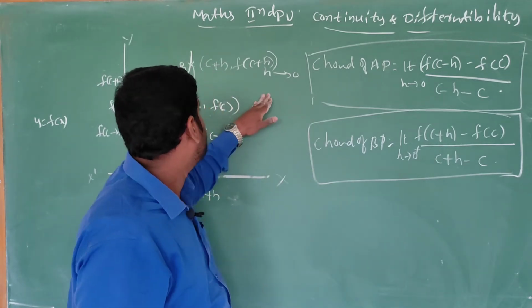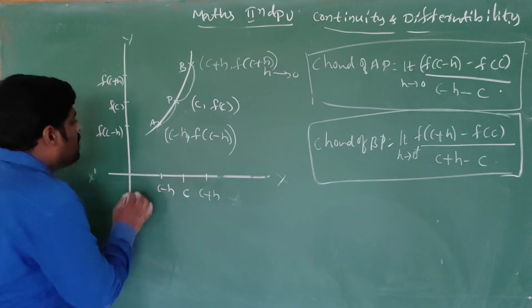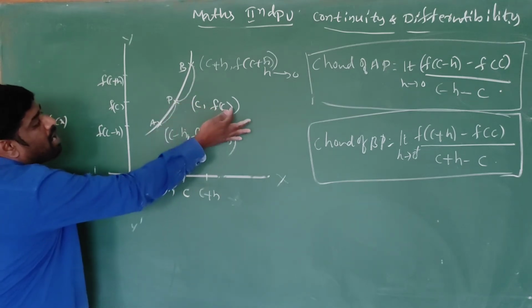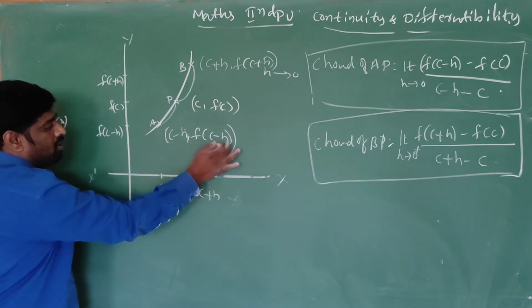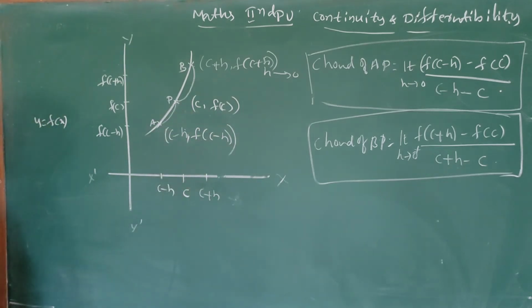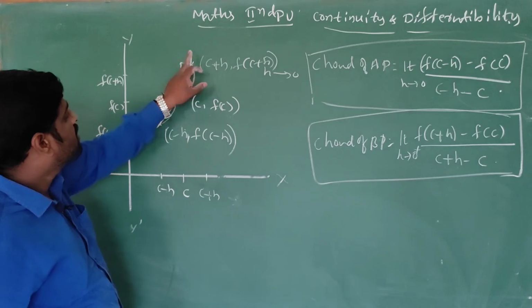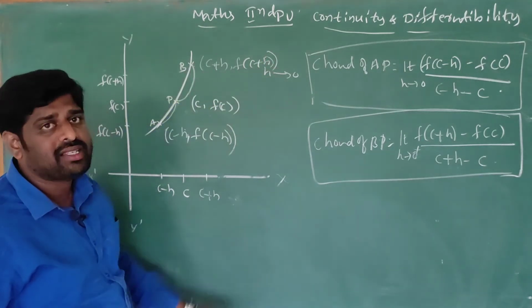So left hand derivative means by using graph. So now this is point c, c comma f of c. So now this is c minus h comma f of c minus h, and here c plus h comma f of c plus h.